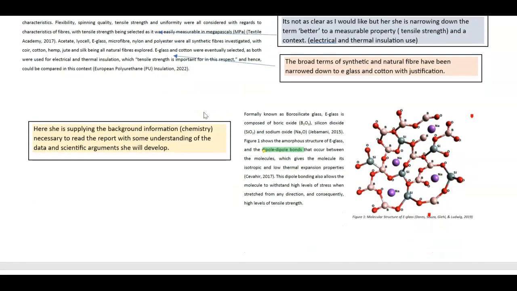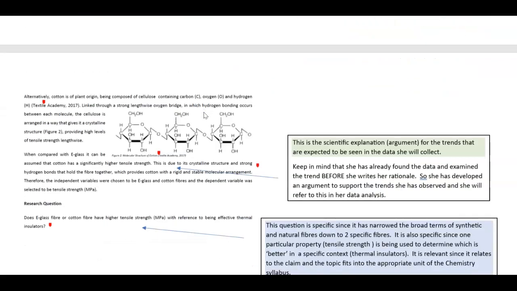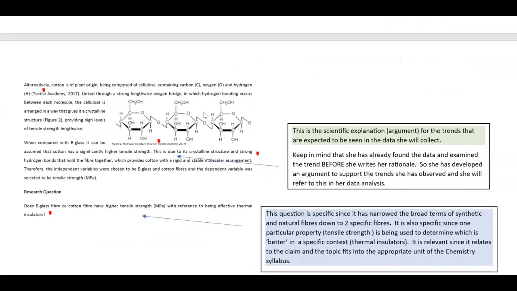Then the next important thing she's done is she's supplied some chemical background information which is required to understand the report and also to understand the scientific arguments that she wishes to develop in a report. So she's given a lovely diagram there of what e-glass is and described the bonding that occurs which is responsible for the tensile strength which she's going to talk about. She's also done the same thing for cotton, which was the other fibre that she was going to look at.